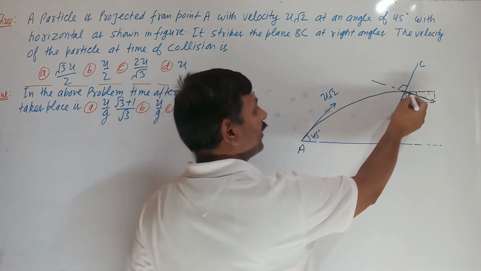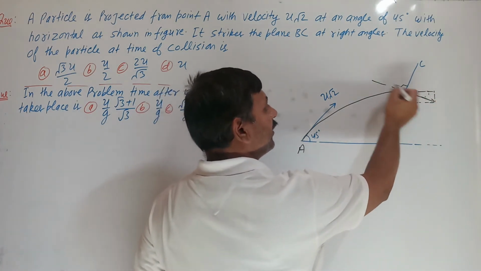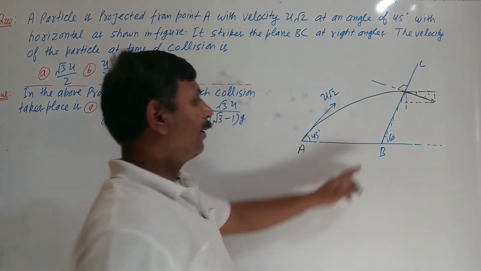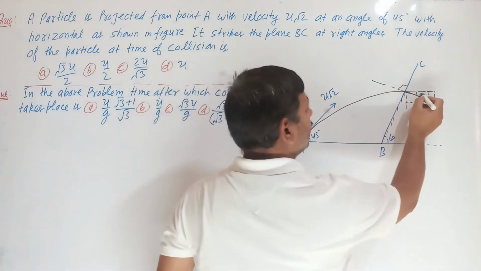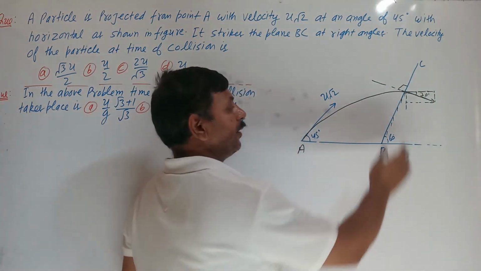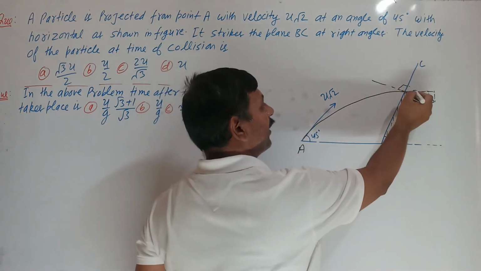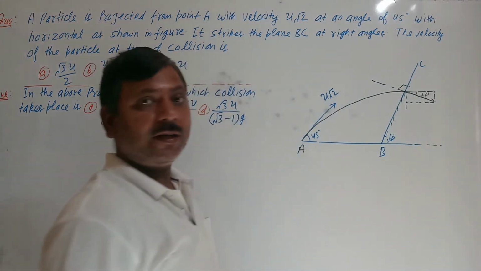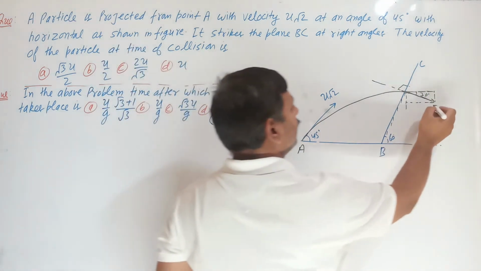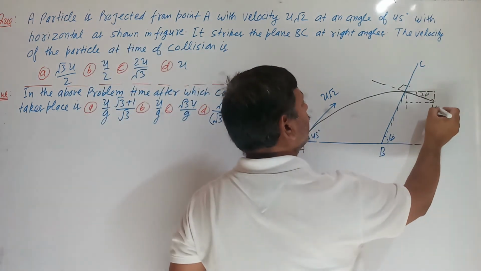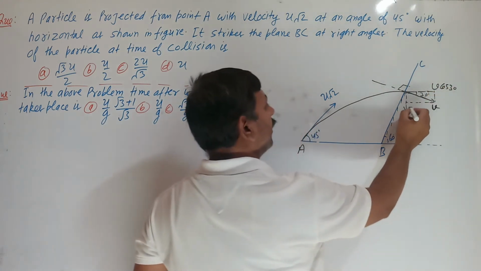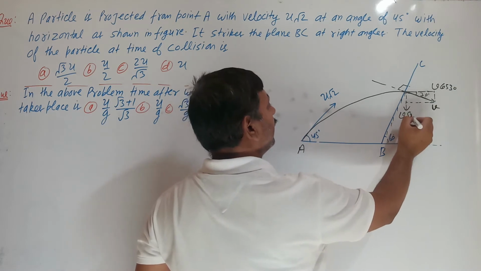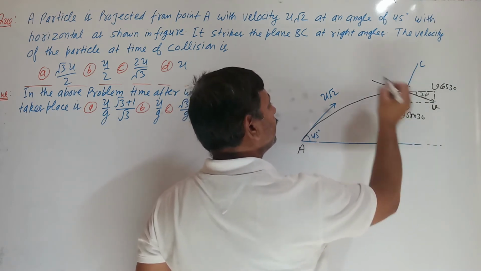So you can see here, this angle is 60 and this is perpendicular, so this angle becomes 30 degrees. This will be the 30 degrees, because horizontal is there, so this angle is 60, so this will be the 30 degrees. You can see here, this v has two components. One is V cos 30 and another is V sin 30.